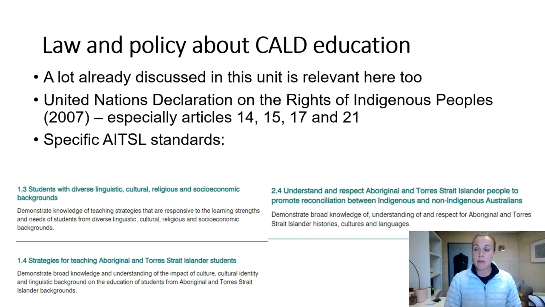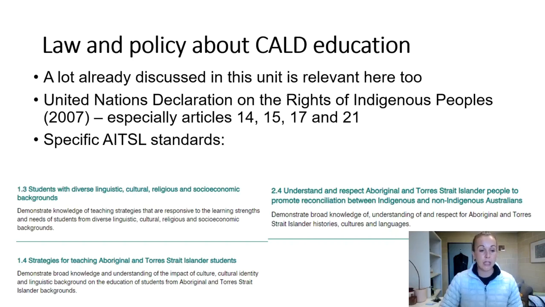So we also have some law and policy about culturally and linguistically diverse students, and particularly about Aboriginal and Torres Strait Islander students and our responsibilities to their cultures in our schools and their language. A lot of that law and policy has already been discussed, so you can revisit some of the anti-discrimination laws and things like that we've looked at throughout the unit on this topic. But I do want to point out here the United Nations Declaration on the Rights of Indigenous People, and especially Articles 14, 15, and 16.